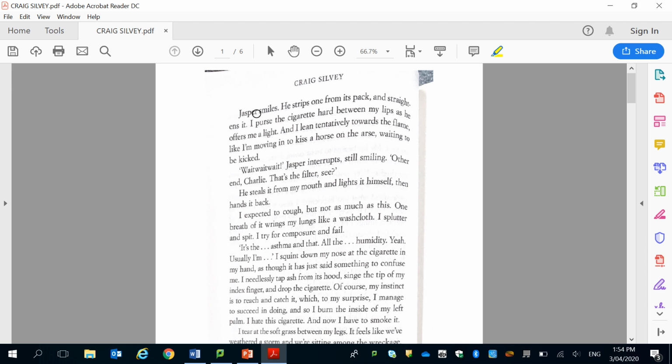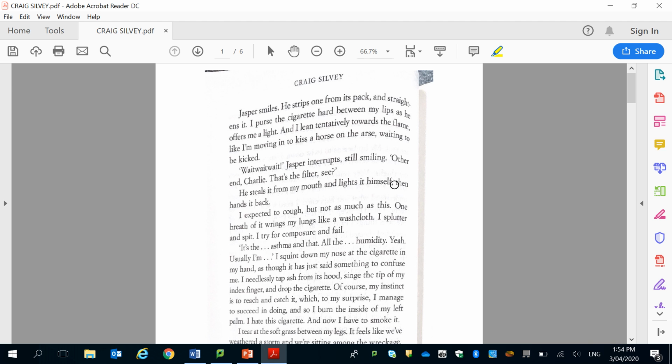I purse the cigarette hard between my lips as he offers me a light, and then I lean tentatively towards the flame, like I'm moving in to kiss a horse in the arse, waiting to be kicked. Wait, wait, Jasper interrupts, still smiling. Other end, Charlie. That's the filter, see? He steals it from my mouth and lights it himself, then hands it back.